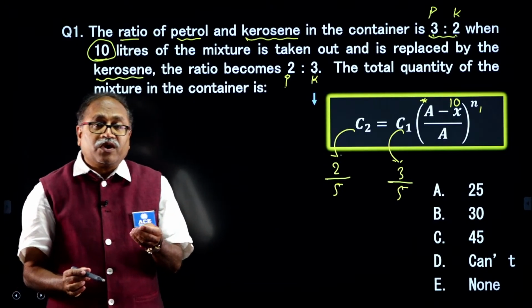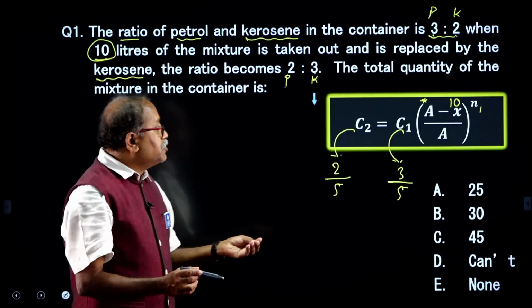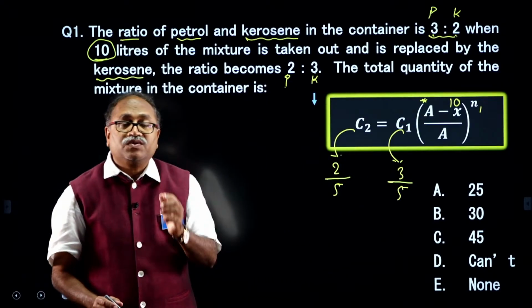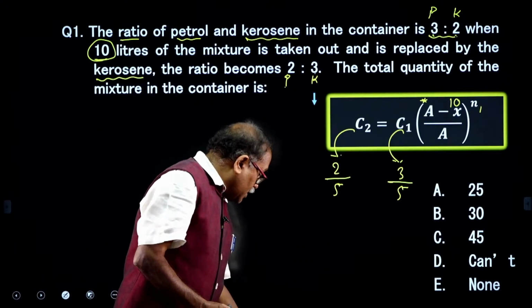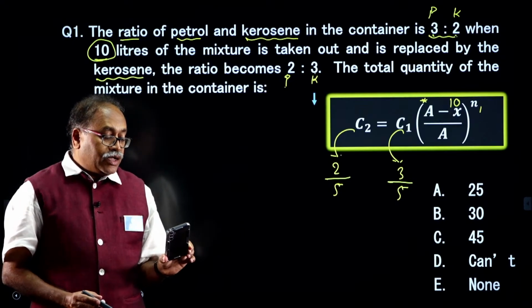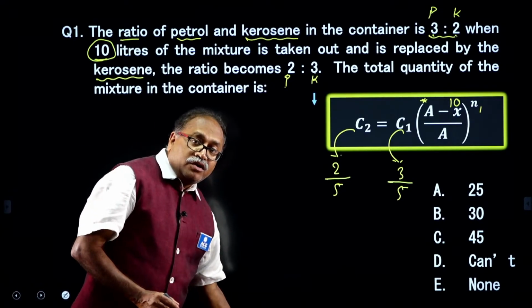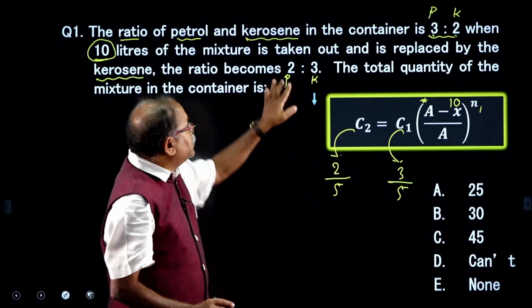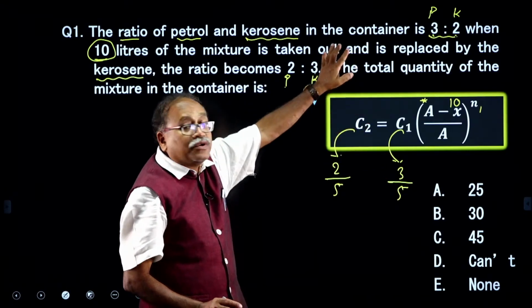By using this formula, within no time you will be able to find out the total quantity, that is A. So, try to answer the question, or shall I answer the question? I cleared what C2 is from here and what C1 is from here.